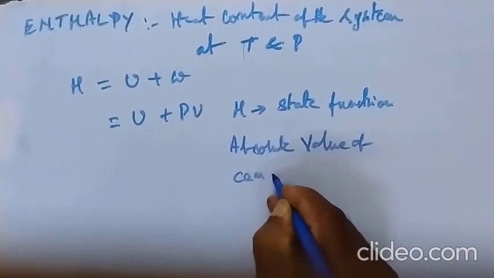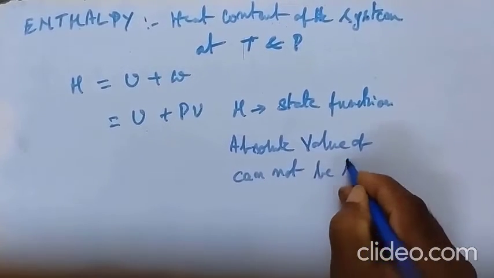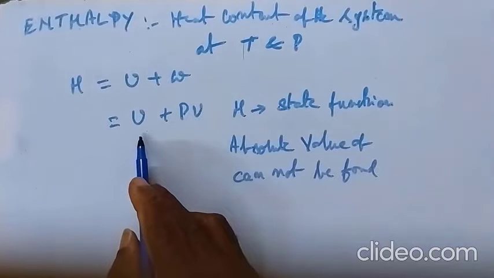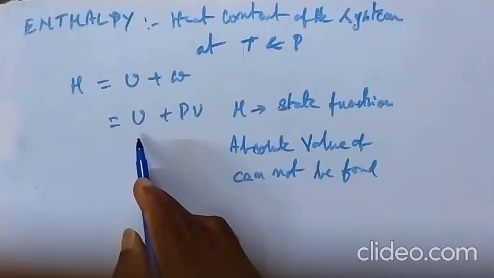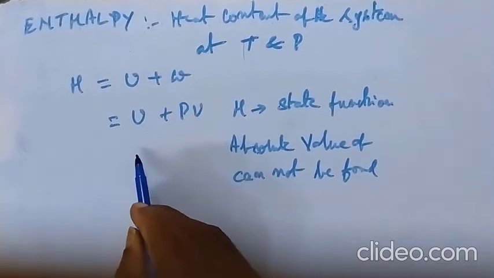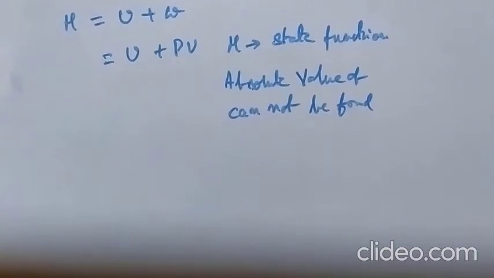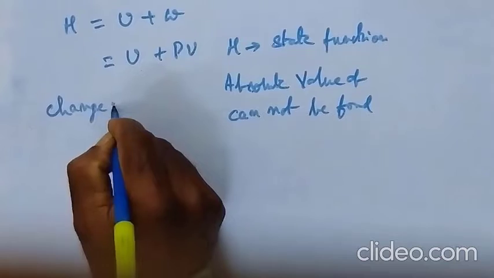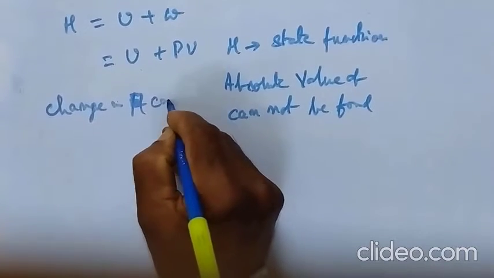The absolute value of enthalpy cannot be found. Why? Enthalpy is nothing but U plus PV. Internal energy of the system cannot be found. Internal energy is the sum total of the energy of all the particles, all the molecules present in the system. So internal energy is the sum total of potential energy, kinetic energy and other forms of energy. The potential energy of the molecules we cannot find. Therefore, the absolute value of internal energy cannot be found. Since the absolute value of internal energy cannot be found, enthalpy also cannot be found. We can only find the change in enthalpy, that is delta H.